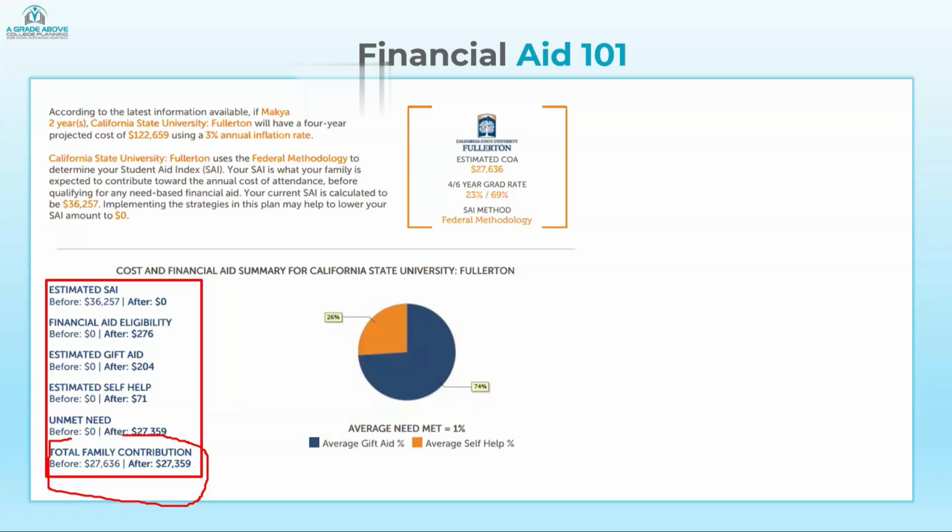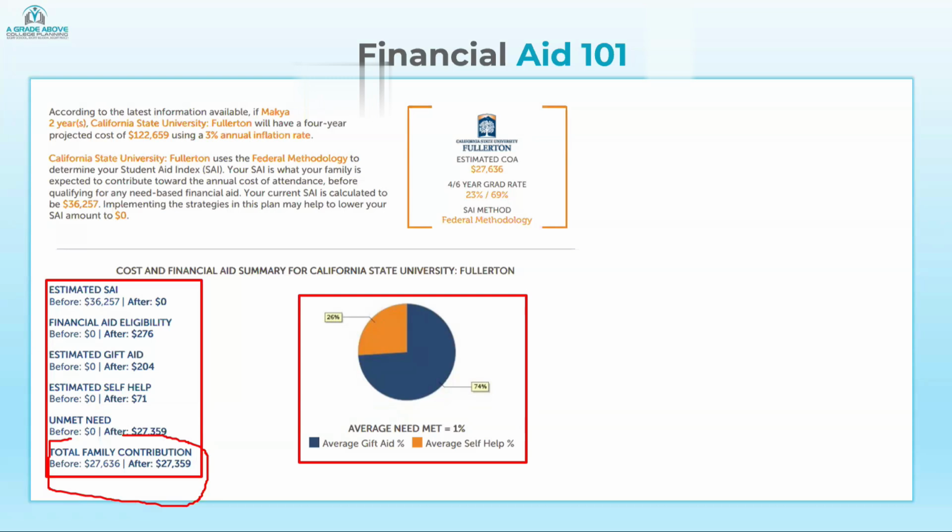Just because Cal State Fullerton, as you see right here, when I click over it, you see that we focus on the pie chart, they don't really meet a family's need at all. And if they do, it's about 1%. Of that 1%, about 74% is considered gift aid. So most families, regardless of how much need they're able to demonstrate at a college like this, at Cal State, for example, they're never going to get it.